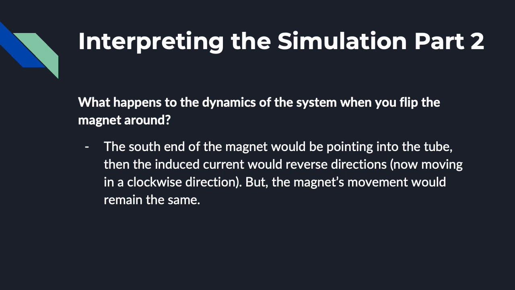Interpreting the simulation part 2. So what happens to the dynamics of the system if I flip the magnet around? The south end of the magnet would be pointing into the tube, and the induced current would reverse directions. It would now be moving in the clockwise direction, but the magnet's movement would remain the same.